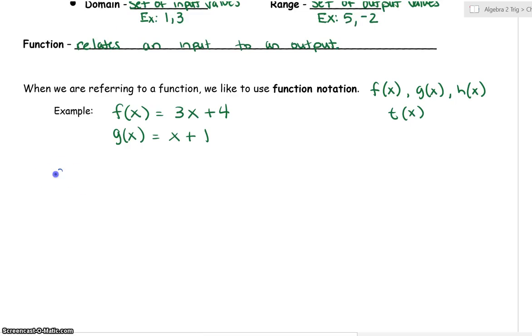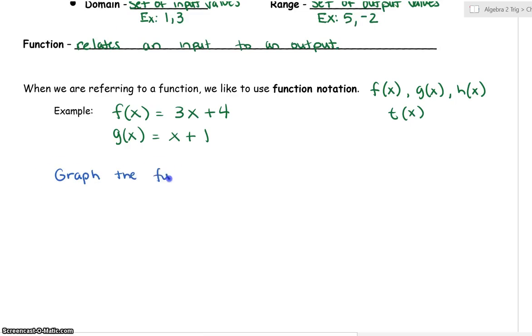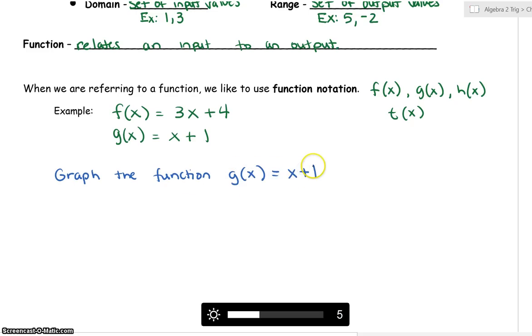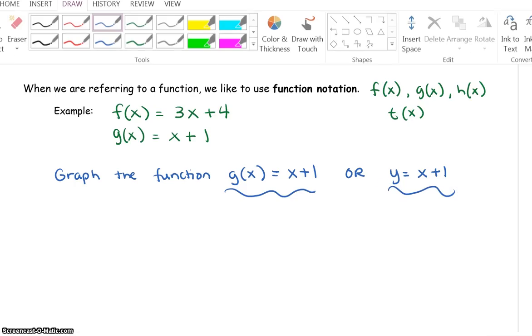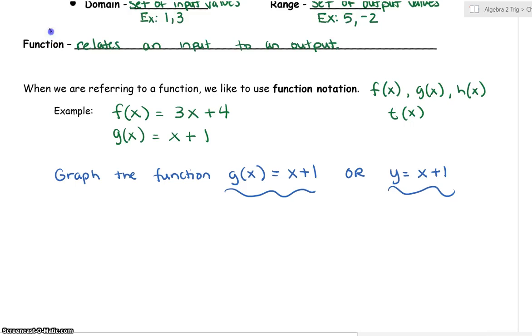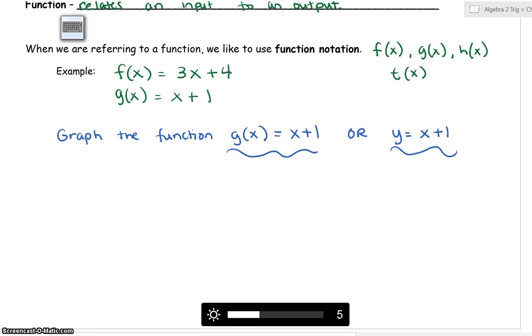So for example, if I were to say graph the function, let's do the one above, g of x equals x plus 1. In my mind, I don't get too scared because I see this as y equals x plus 1. These mean the same thing. G of x equals x plus 1 and y equals x plus 1 to me. So it's not as scary, and I hope your fear is gone already. So what we're going to do is go ahead and graph them.